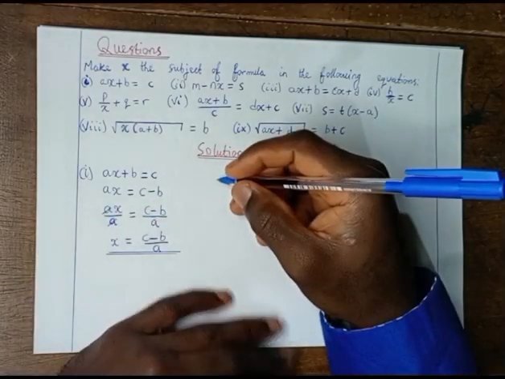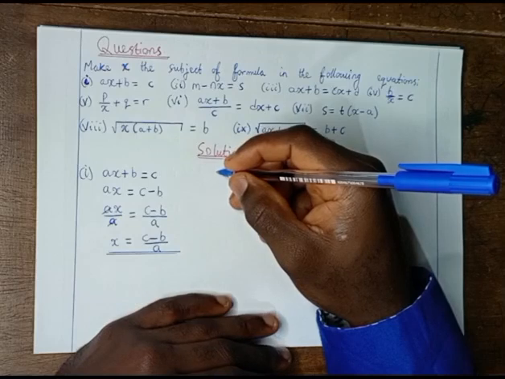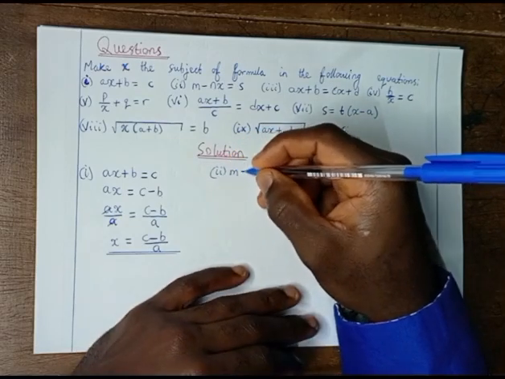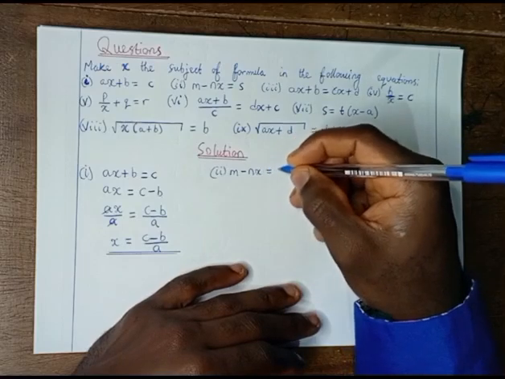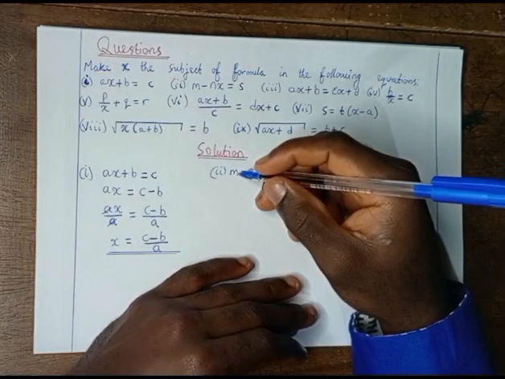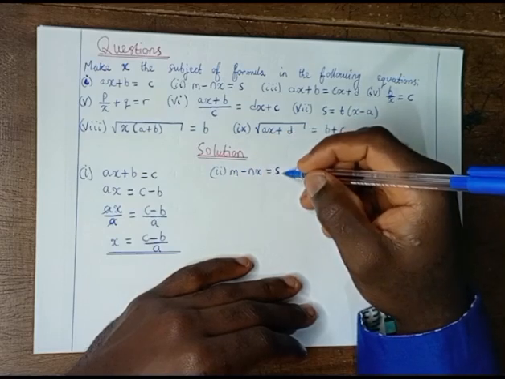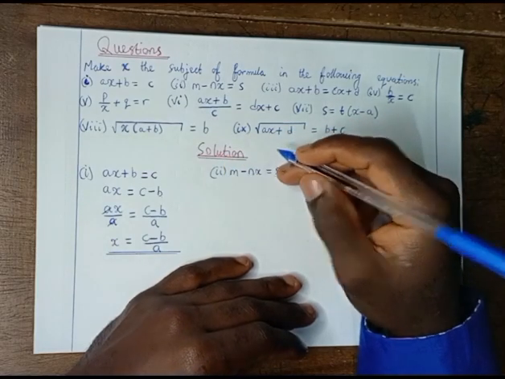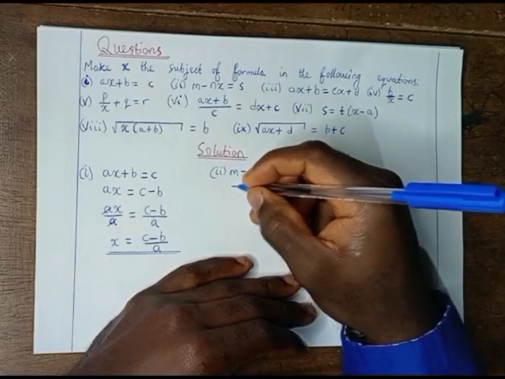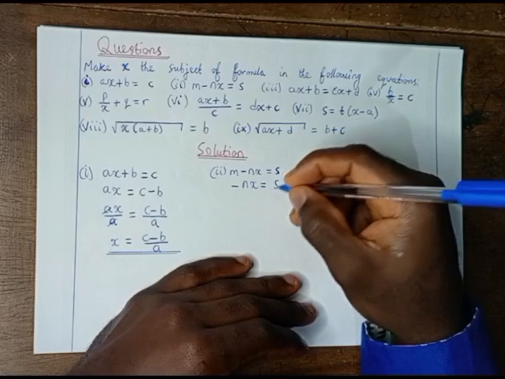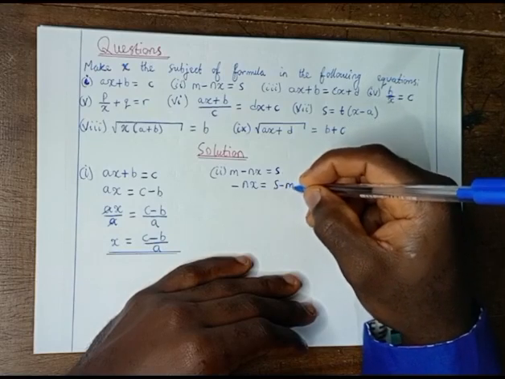Next, we take 2i. For 2i, we have m minus nx is equal to s. Now, in this case, we need to transfer m this way. The sign of m is positive. When it crosses the equality sign, it becomes negative. This will give us negative nx is equal to s minus m.